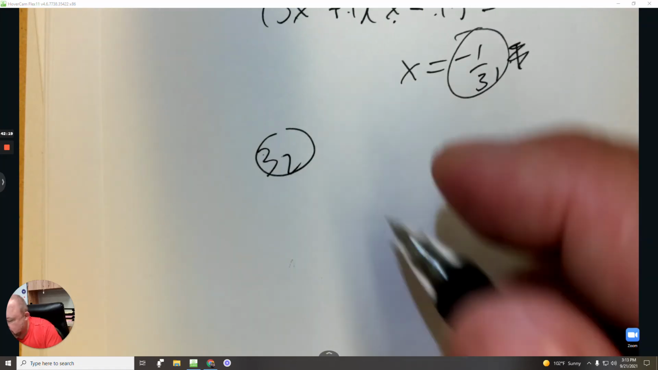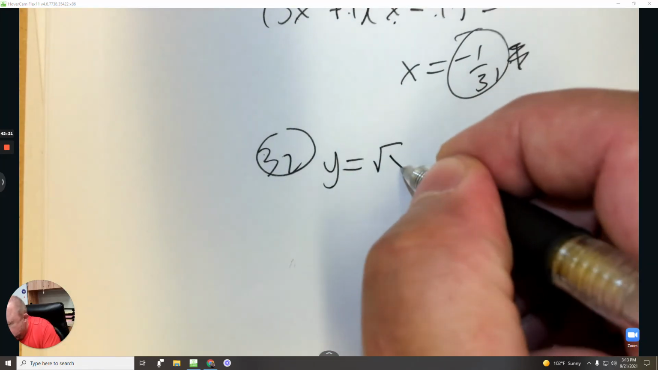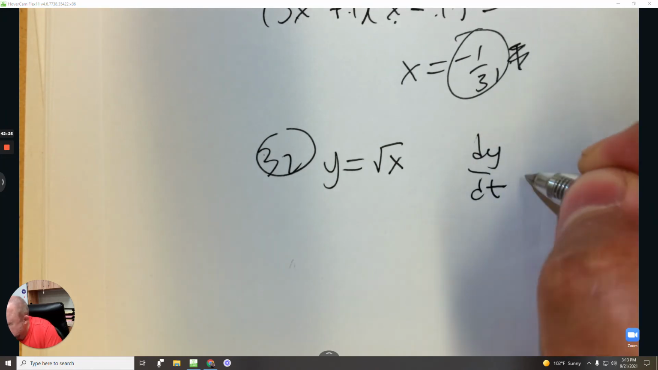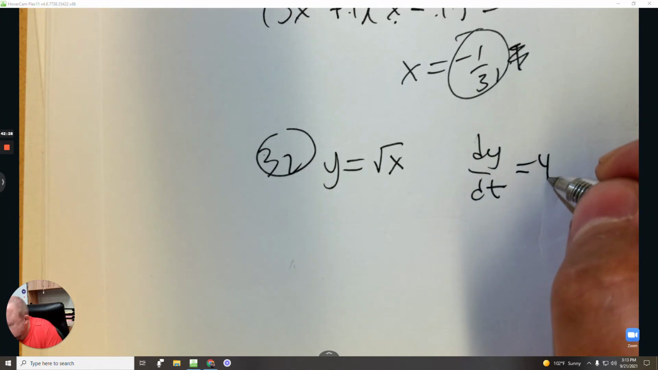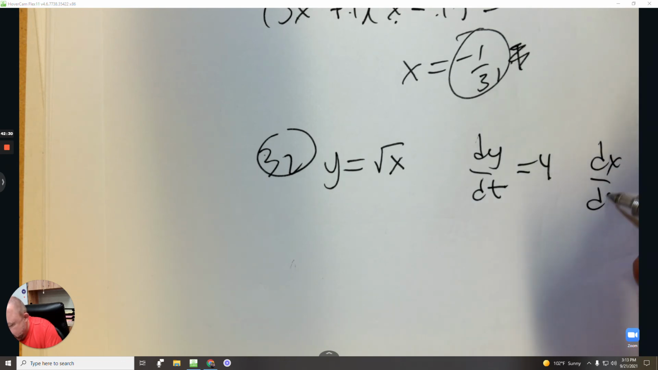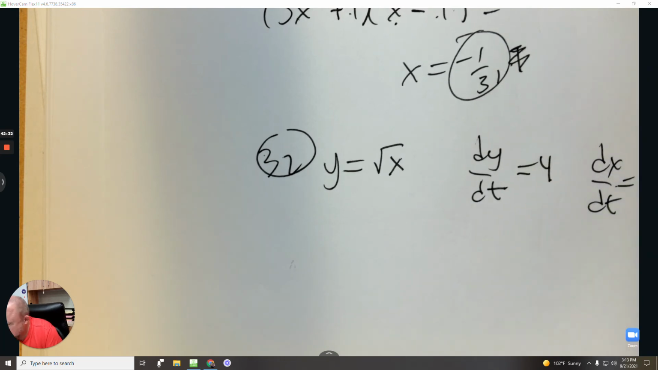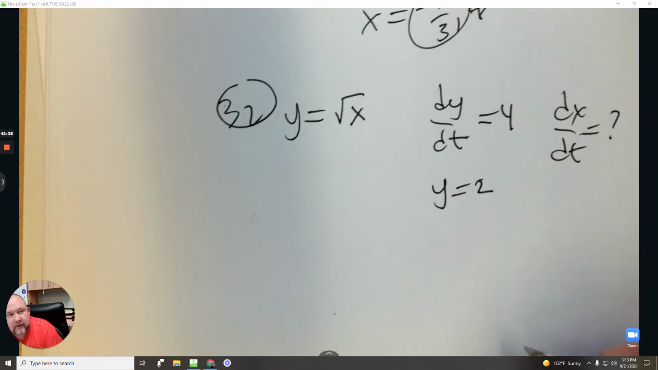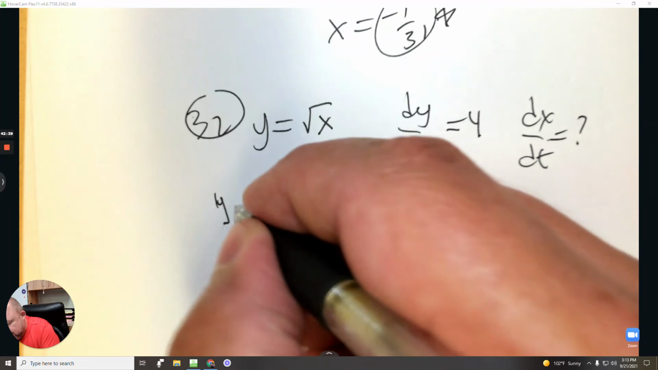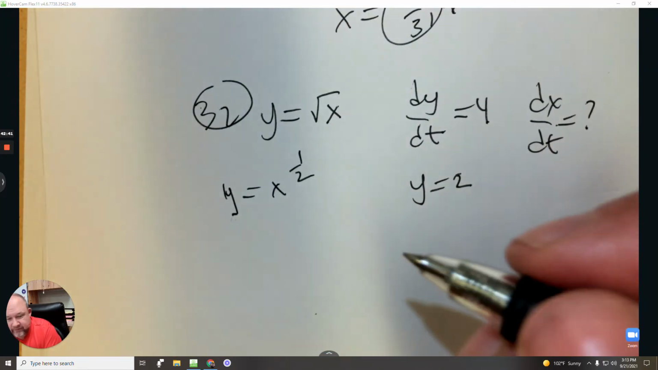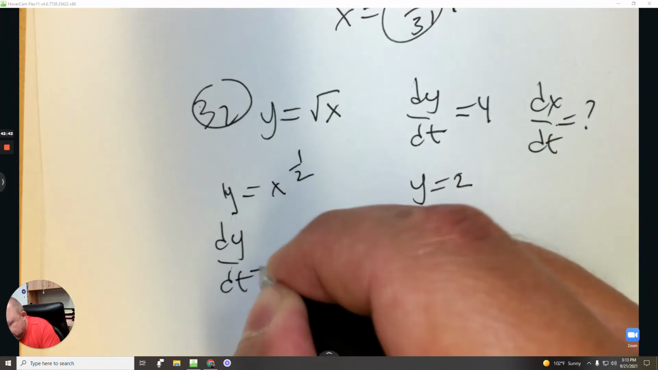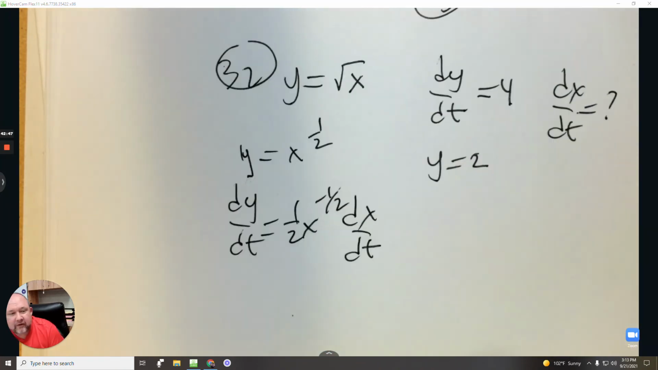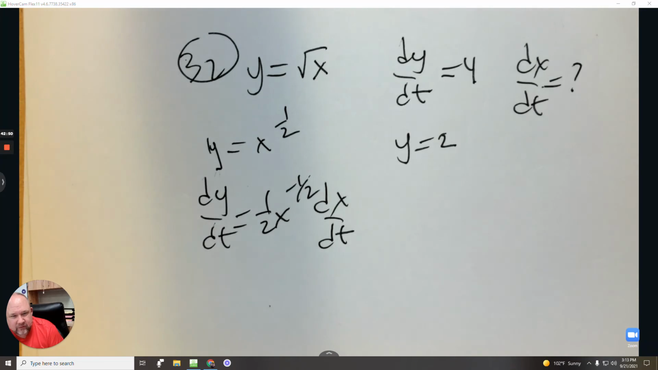A point moves along a curve, y equals the square root of x. So the y coordinate is increasing at a rate of 4. And it says find the rate for x when y equals 2. So we're going to write it calculus friendly, and then I'm going to take the derivative with respect to time. Remember the hook at the end there after you take the derivative.